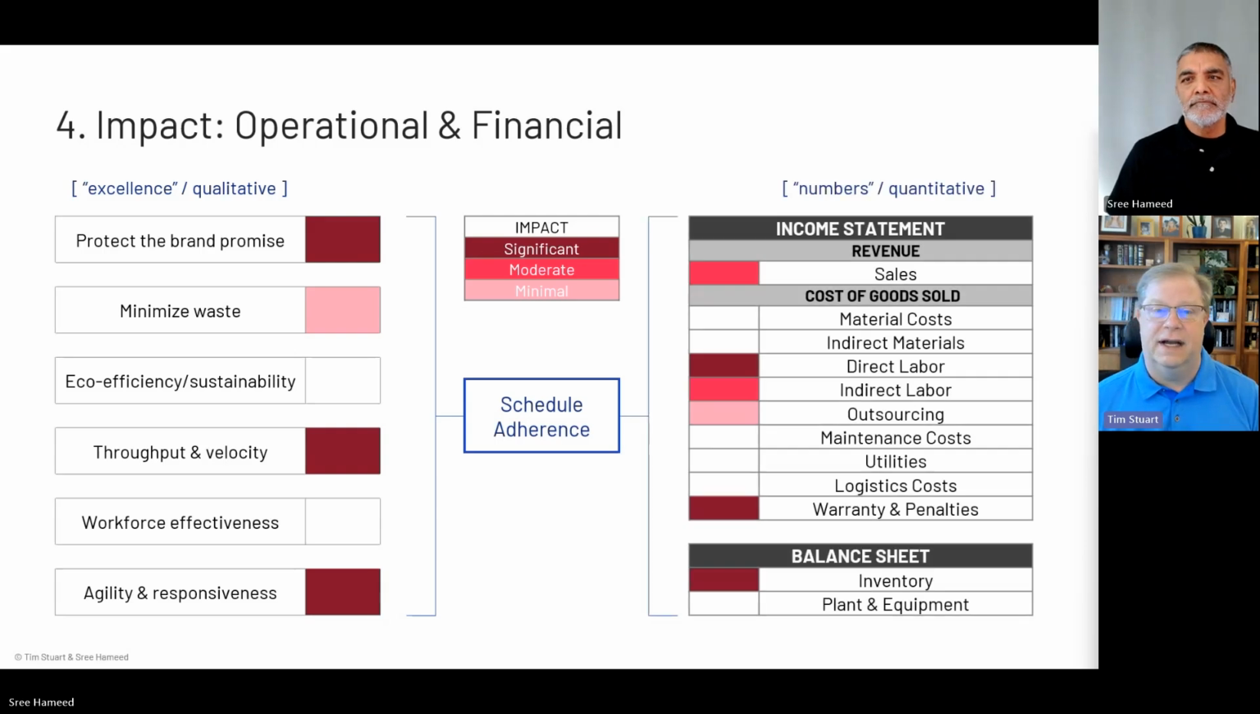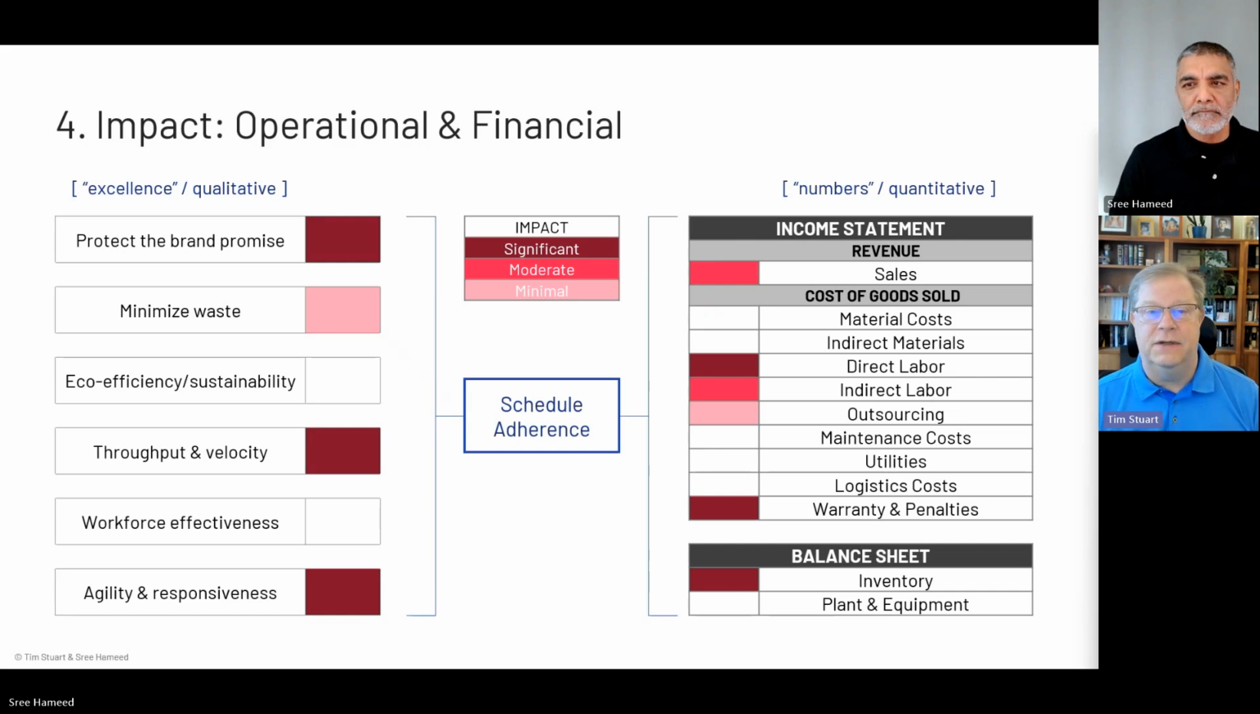On the quantitative side, if we look at the direct labor, certainly there's an overtime impact. If we're having good schedule adherence, we're probably going to be able to do things with less amount of inventory than if we do have that variability and people have those high amounts of overtime to get things out the door. On the warranty and penalty side, if you're shipping late to Walmart, Walmart gives you a big penalty. So it's not as much of a warranty problem as it is a penalty problem.